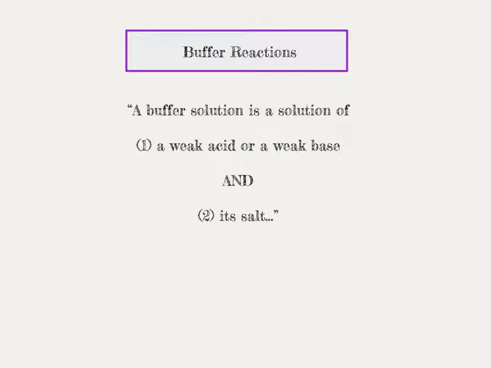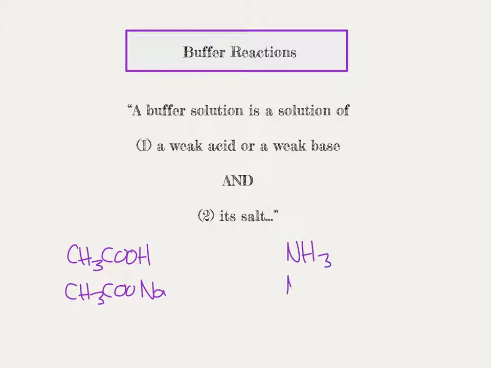According to your textbook, a buffer solution is a solution of a weak acid or a weak base and its salt. Now these combinations look like acetic acid and sodium acetate, or a weak base like ammonia and ammonium chloride as the salt.